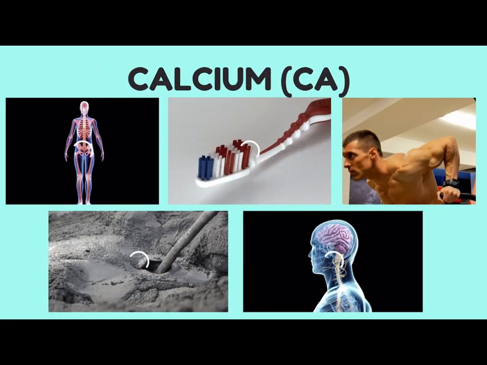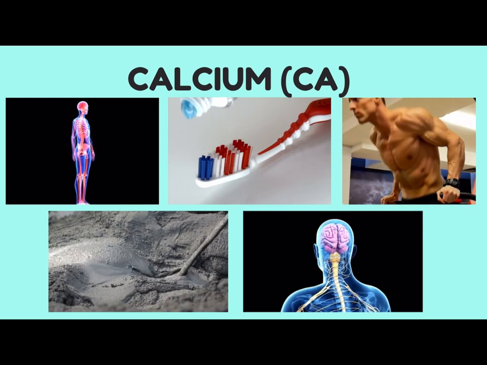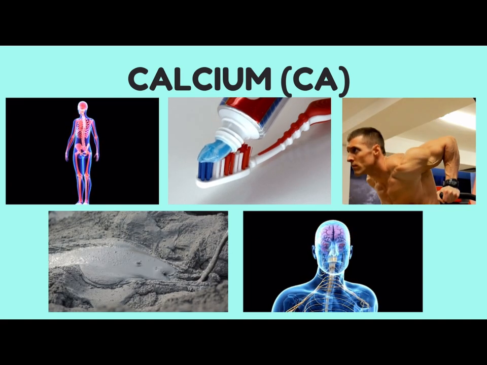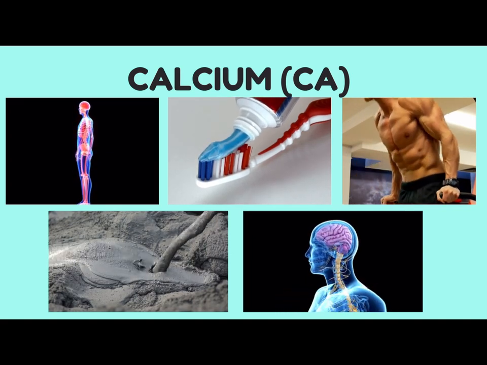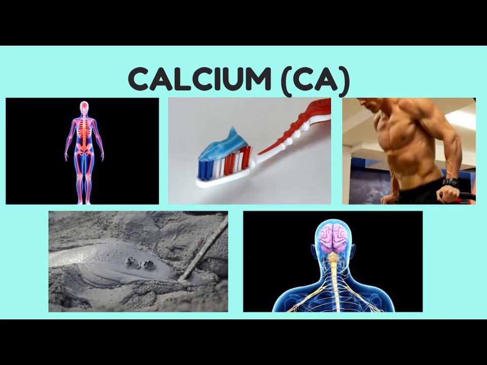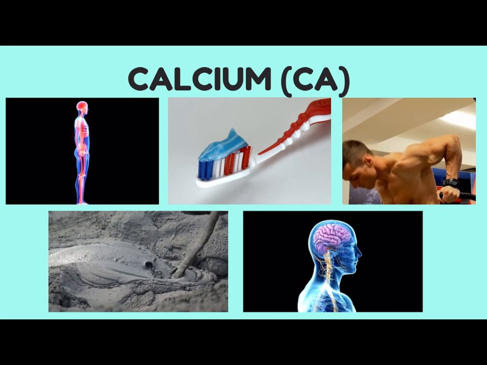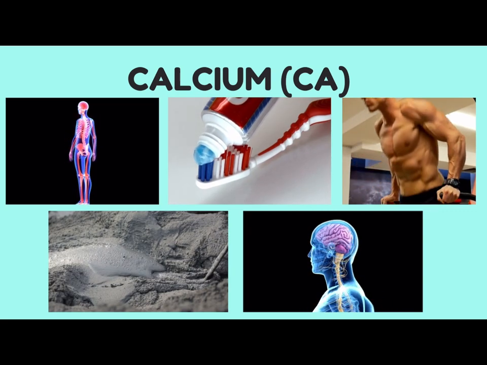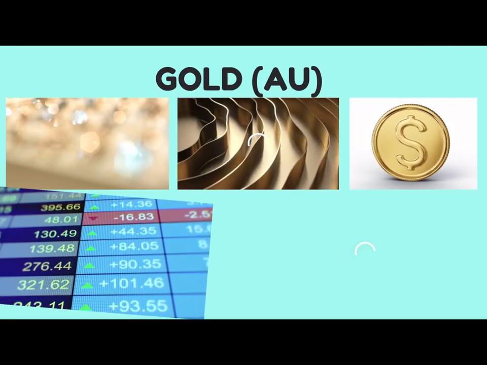Number 3. Calcium. It is for healthy bones and teeth. It is also placed in toothpaste, used for muscles to move, used to make mortar and cement, and is also used to carry messages through the nerves. Calcium is also the one making the wonderful stalagmites and stalactites in caves.